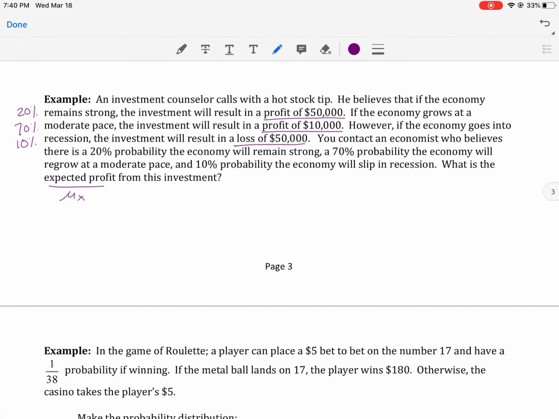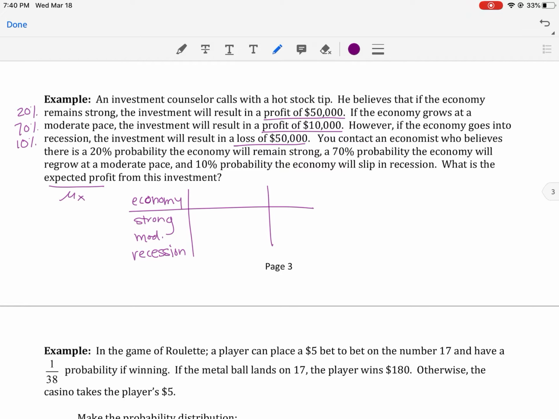I always think about setting up the table because I think that's the easiest, because then you know what you're putting in your calculator. I'm actually going to make 3 parts of this just so we know what the economy is doing, to keep things straight. So they said strong, moderate, and then the recession.